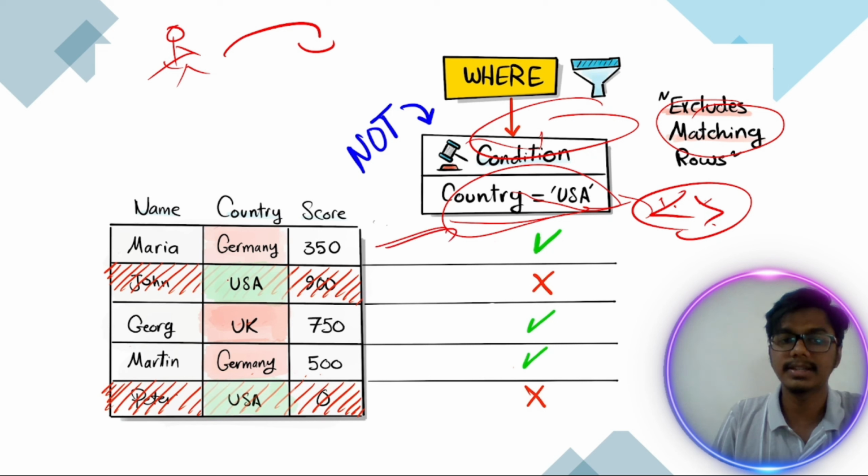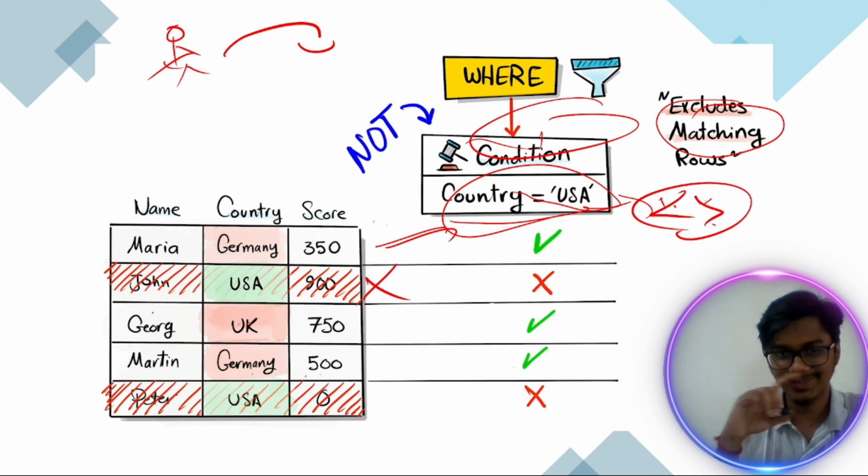And again, let me check John. The country is equal to USA, so I'm going to exclude this John. I don't want the USA people. Again the query doesn't stop. It gets into George, and checks whether the country is equal to USA. Not equal to USA, the country is UK, so I just fetch this result in my target table.